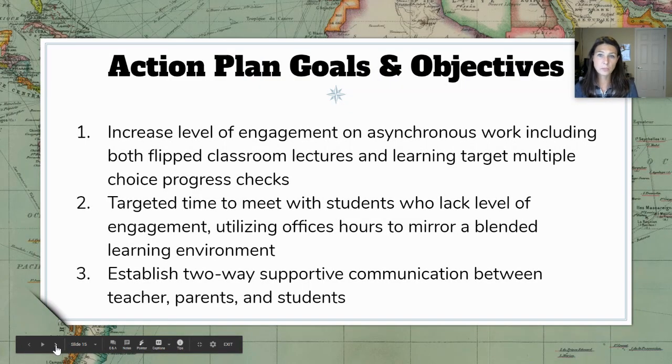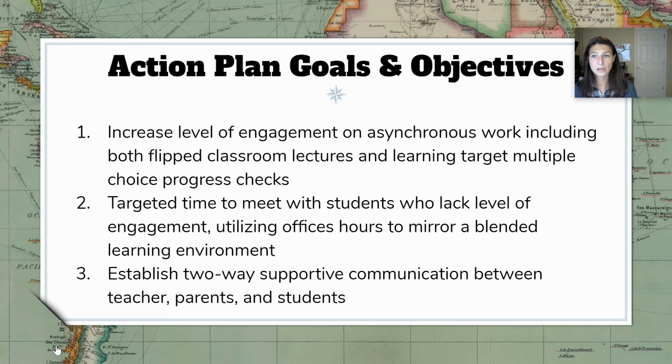Now, in terms of action plans and objectives, of course I want to increase levels of engagement on asynchronous work, including both flipped classroom lectures and learning target multiple choice progress checks. This is where things get a little bit tricky because I had identified problems with the data collection in general because I collected all of the data asynchronously. And so with students that were lacking engagement already, I just have no data on some of my kids. And so that made me think that I might need to adjust a little bit and create some targeted time to meet with students who lack levels of engagement.